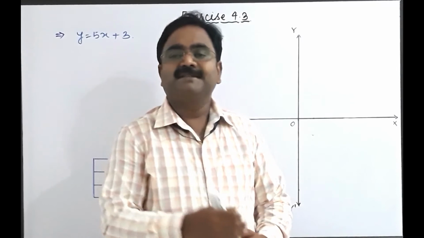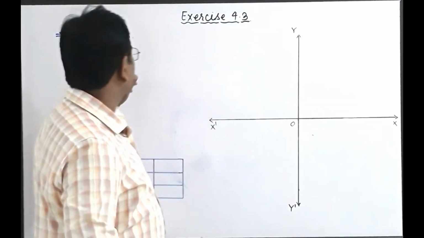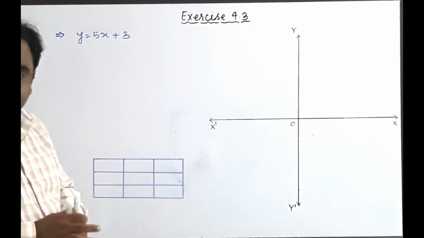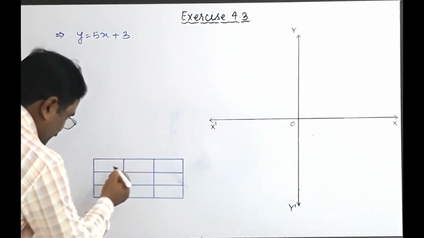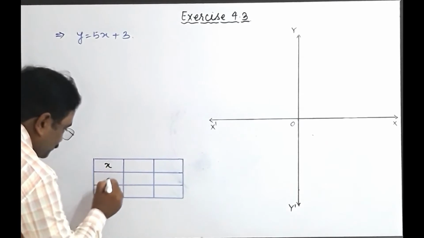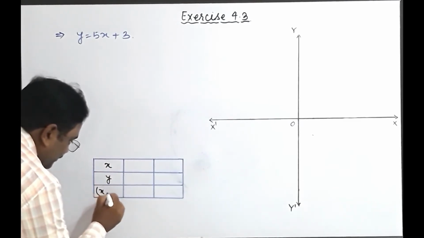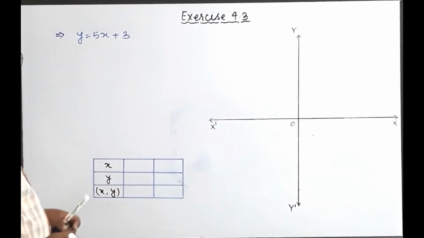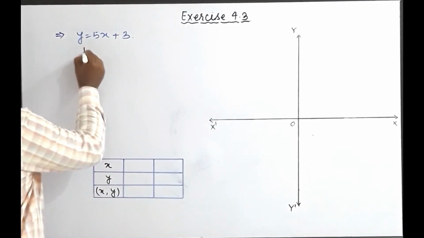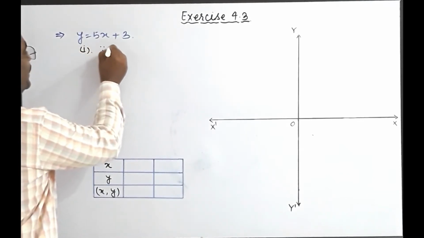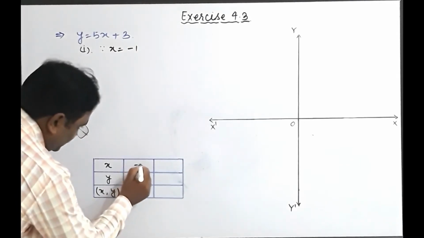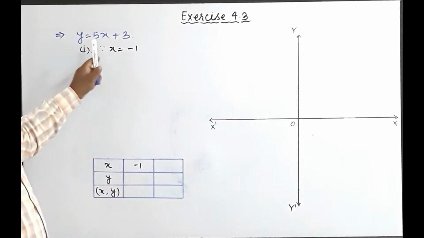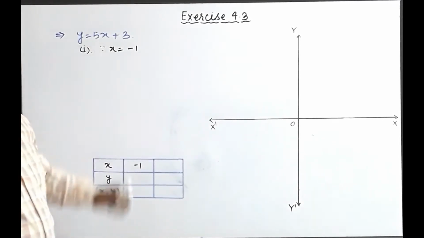Okay friends, let us see how to draw the graph of this equation, y is equal to 5x plus 3. Right? So we are going to find at least two solutions of this equation. We will find a minimum of two solutions. So for the first solution, let us suppose that x is equal to minus 1. We have taken x is equal to minus 1. Let us see what the corresponding value of y will be with the help of this equation.